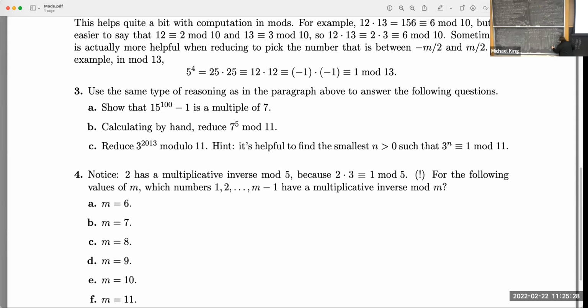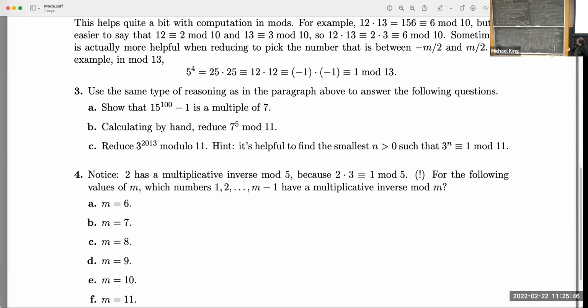You could keep going though. I could do 6, that's 1 times 3 is 3. 7, 3 times 3 is 9. 8, 3 times 9 is 27, which we already saw was 5. So you get this sort of repeating pattern in the powers of 3 mod 11. Does that make sense?